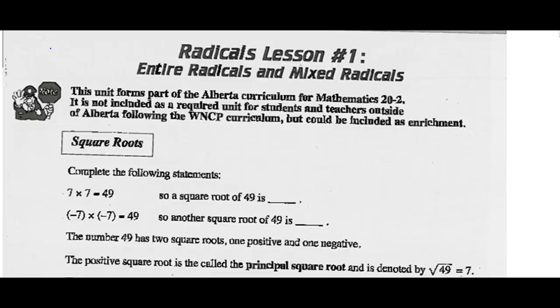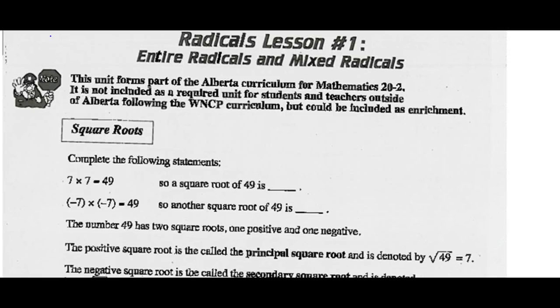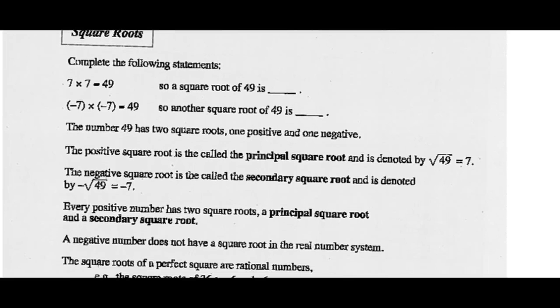All right, entire radicals and mixed radicals. So start with square roots. Complete the following statements. 7 times 7 is 49, so the square root of 49 is 7. Negative 7 times negative 7 is also positive 49, so another square root of 49 is also negative 7.